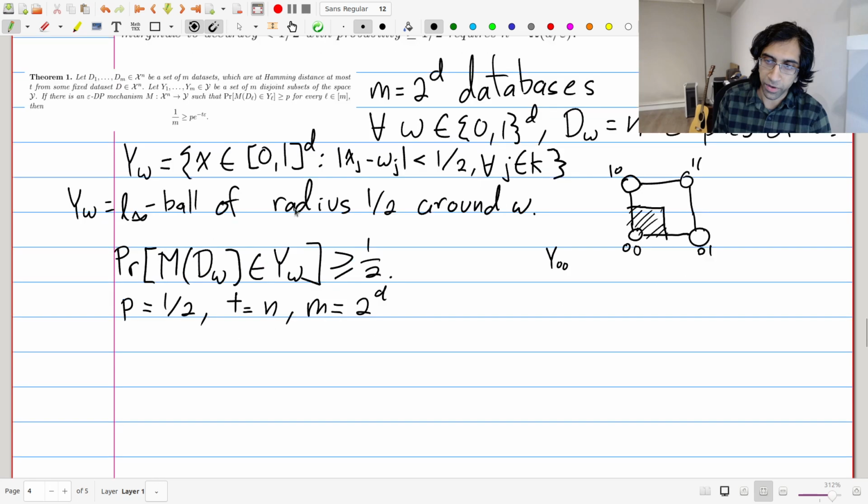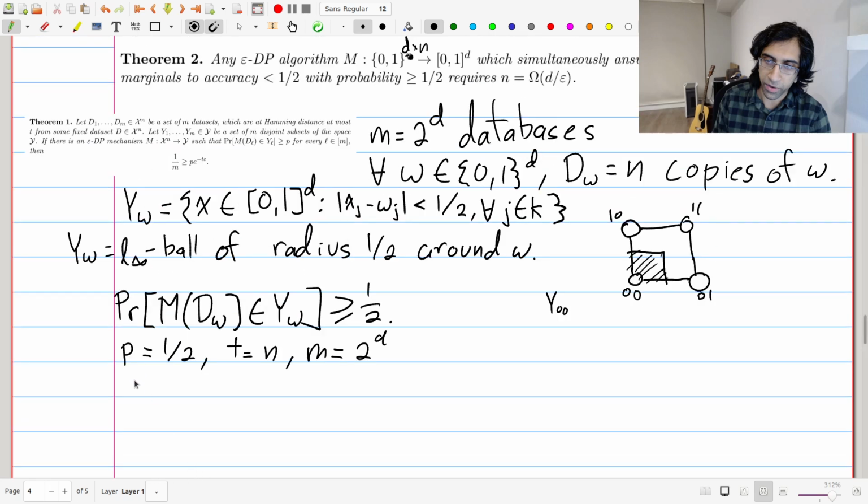And just plugging in these values, what does that give us? That gives us that 2^(-d) is greater than or equal to 1/2 e^(-n epsilon).